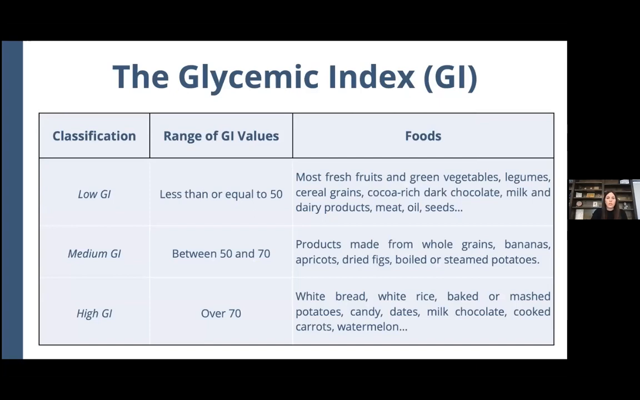Here's a classification system of low, medium, and high glycemic index foods. You'll see that lower glycemic index foods are the lower starchy fruits, vegetables, legumes, and whole grains. And then the glycemic index moves up as you get into candies and white bread and white rice and biscuits and more of those processed types of foods.